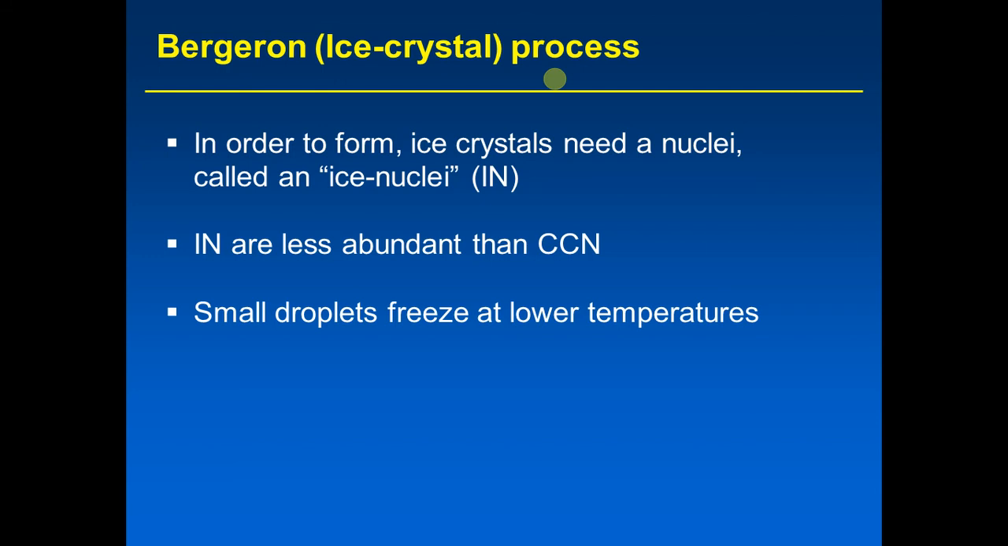IN. Okay, remember how in order for droplets to condense, for vapor molecules to condense onto something, they need a CCN, cloud condensation nuclei. Well, in order for vapor molecules to deposit into ice crystals, they need a nuclei, and it's called an IN or ice nuclei. And ice nuclei are less abundant than cloud condensation nuclei.